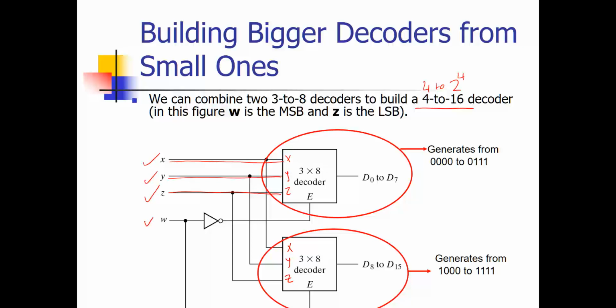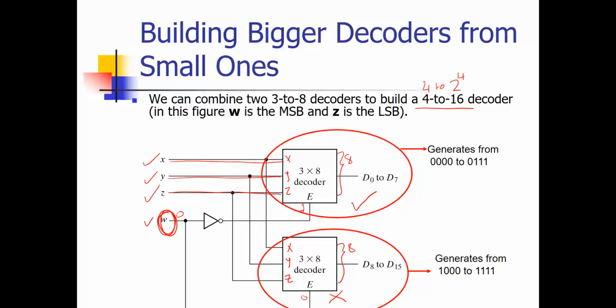Now every one of these 3 to 8 decoders is going to give me 8 outputs, 8 and 8. Then I'm going to use W here as an enable. When W equals 0, then this is 1 and this is 0. This one is active, and this one is disabled.